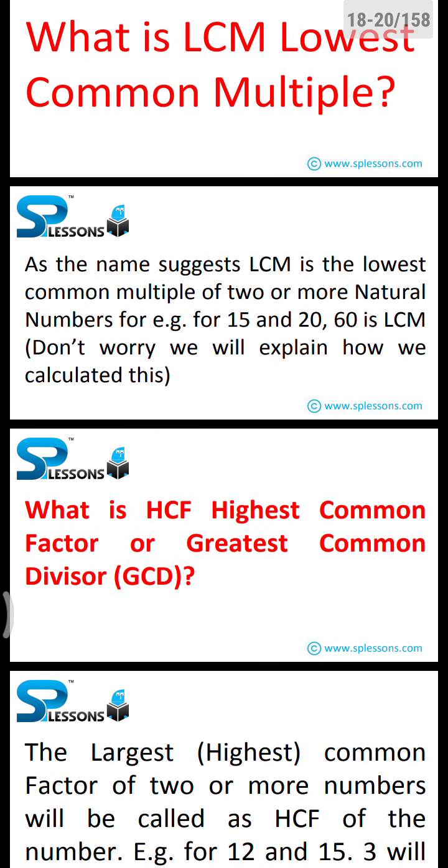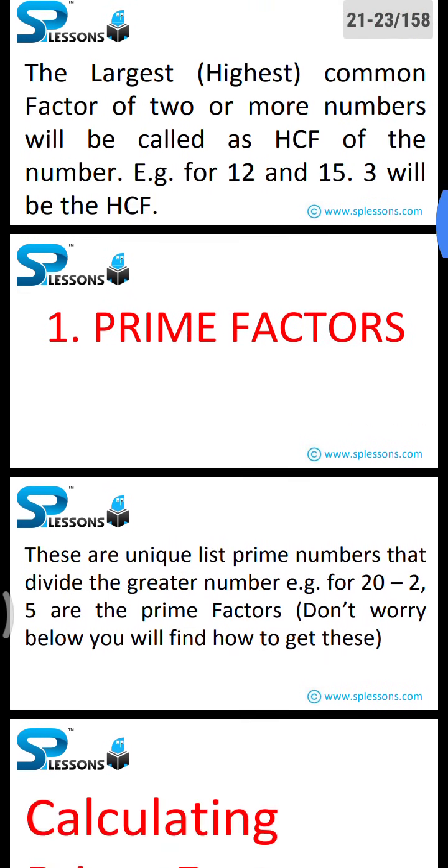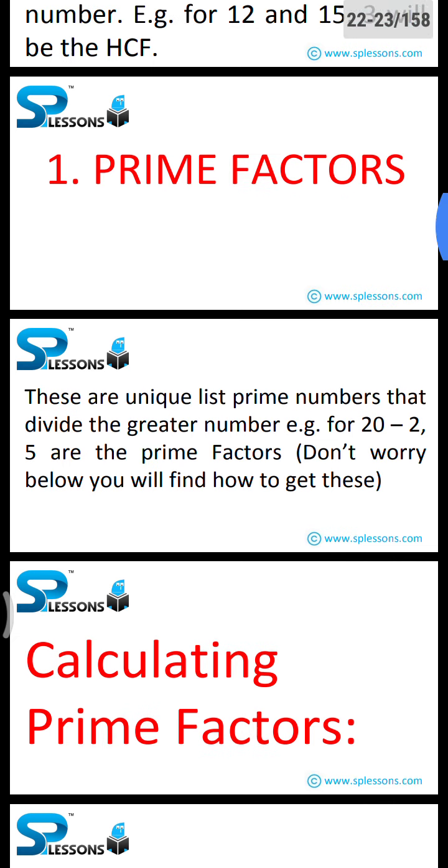What is HCF? Highest common factor or greatest common divisor, which is shortly known as GCD. The largest, nothing but the highest common factor of two or more numbers, will be called the HCF of the numbers. Example, for 12 and 15, 3 will be the HCF. Prime factors. These are the unique least primary numbers, prime numbers that divide the greater number. Example, for 22, 2 and 11 are the prime factors. We'll explain how to get these.